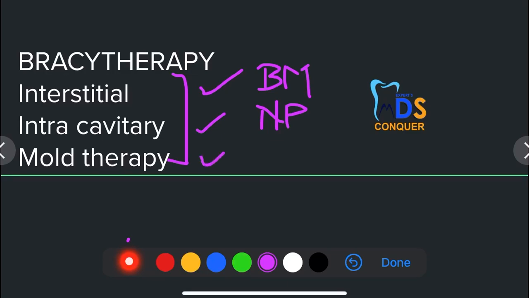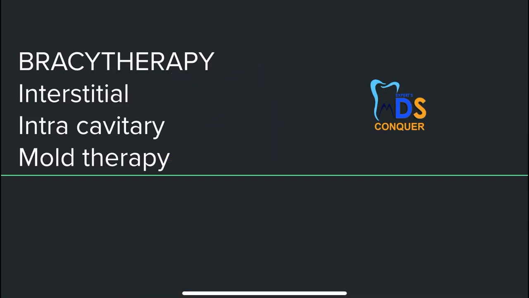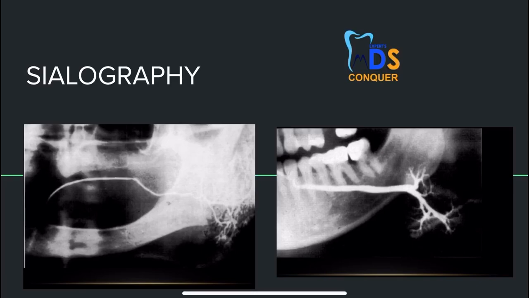And mold therapy is for superficial lesions, it can be placed superficially, for example the carcinoma of palate. Okay, so it is nothing but a radioactive substance being placed in a tumor in order to treat it, right? So that is regarding brachytherapy. So do note the examples which I have given here. Carcinoma of buccal mucosa is interstitial, nasopharynx is intracavitary, and mold therapy is carcinoma of palate. Okay.